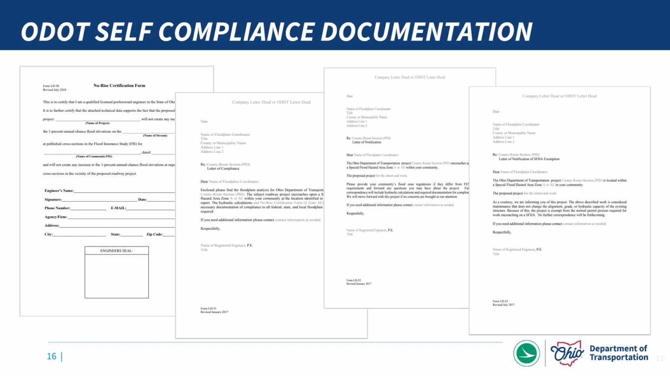This image shows all of those forms. Don't worry about if you can read it or not. They're all available, like the previous slide says, in the location design manual and online. And they're good templates, and they are what should be used when you're dealing with the local floodplain coordinators.